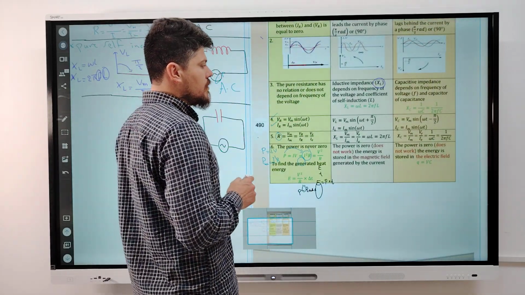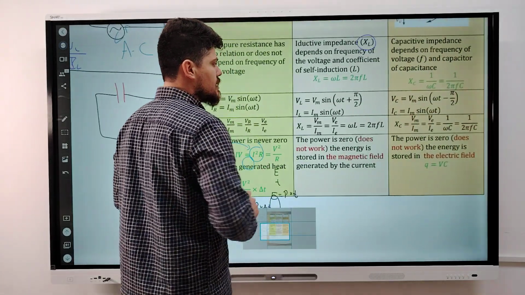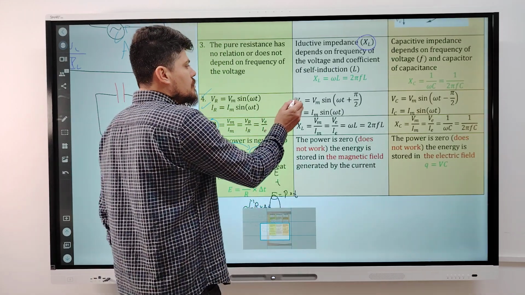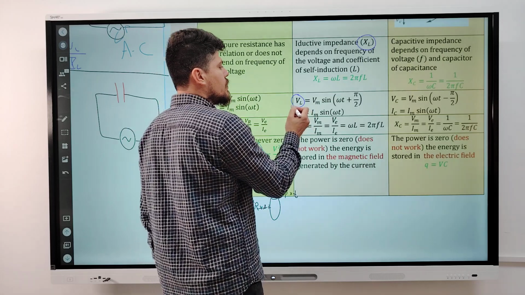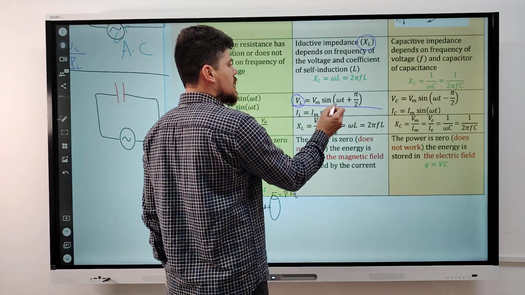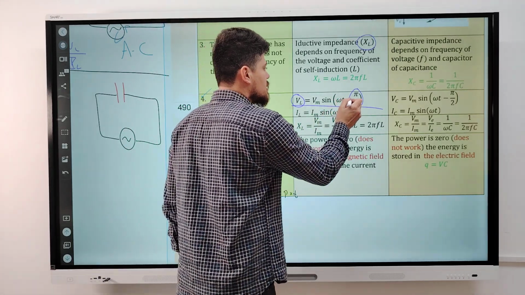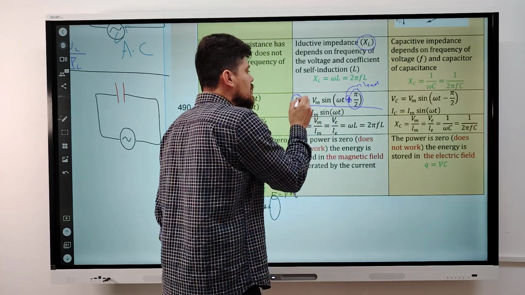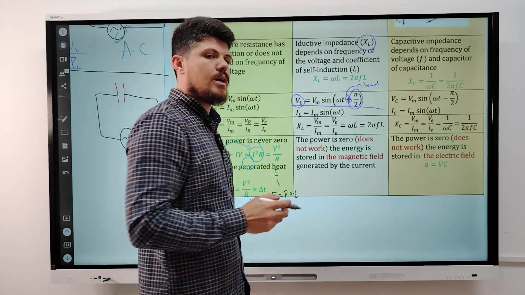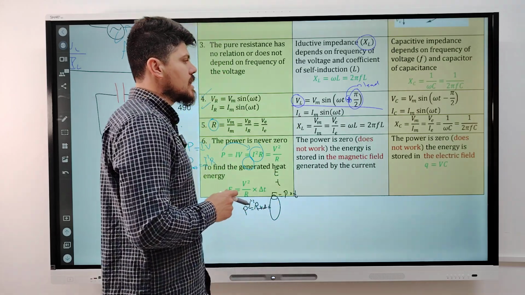The equation of potential difference and the current you can represent as follows. Because the potential difference leads the current, you can represent the potential difference as Vm sine (omega t plus pi over 2). Why is this plus? Because it leads. Okay, because the potential difference leads what? Leads the current by pi over 2. And the current is equal to Im sine omega t.